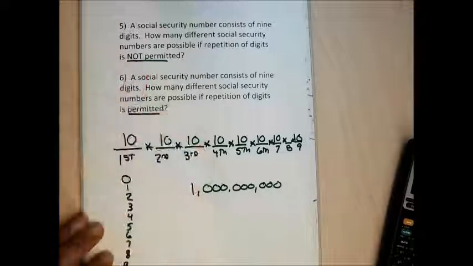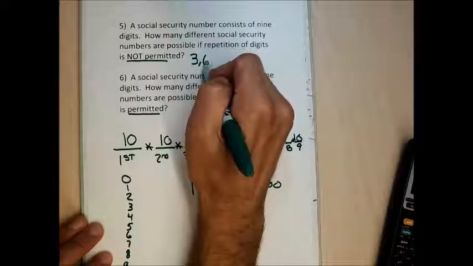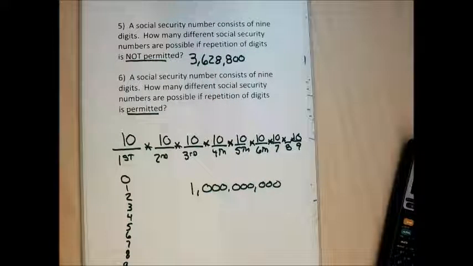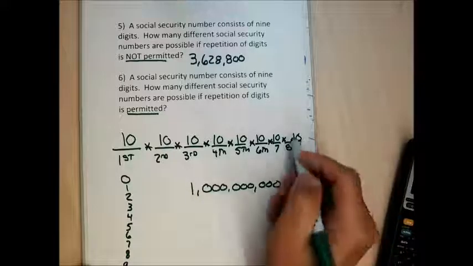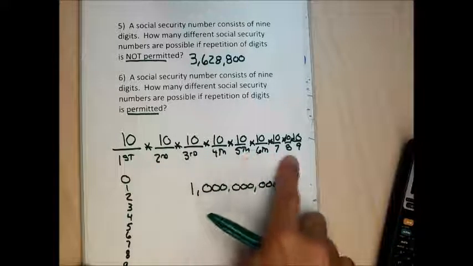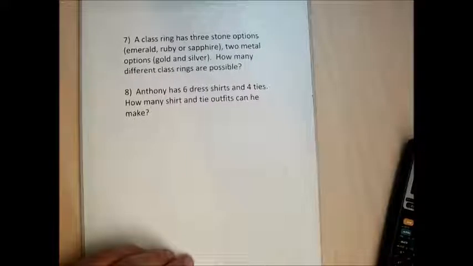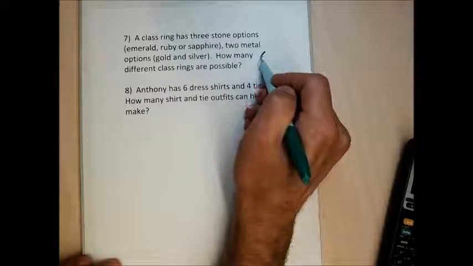When you go to do your number 5, because it says repetition of numbers isn't permitted, that's supposed to tell you what to do in terms of getting to that answer. And the answer I have written down on my answer key is 3,628,800. Your starting set of dashes is going to be the same, but it's not going to end the same way because you're going to increment down because you're not allowed to repeat numbers. So for 7 and 8, I don't know if you can do 7 without me, but I get an answer of 6 for number 7.